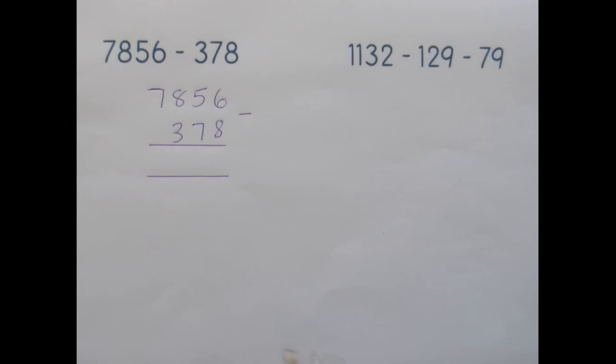Okay, so subtraction here, put the numbers in columns. Okay, aligned everything to the right, the units, tens, hundreds, thousands are lined up nicely. We're going to take away. So we start with the units.